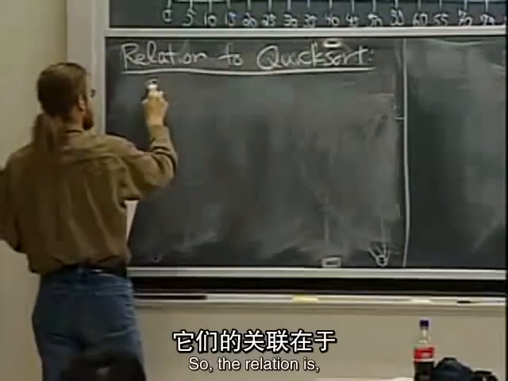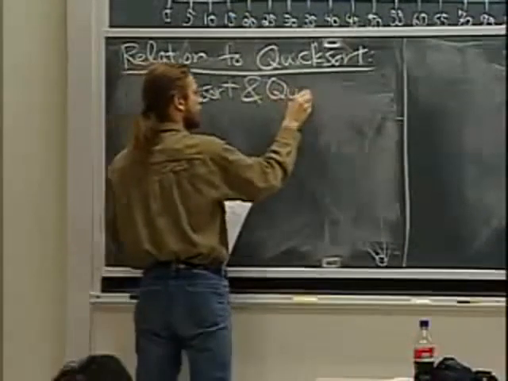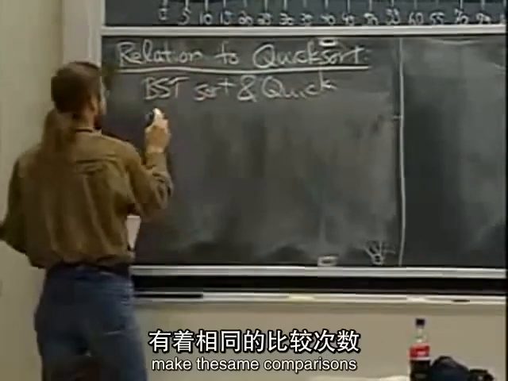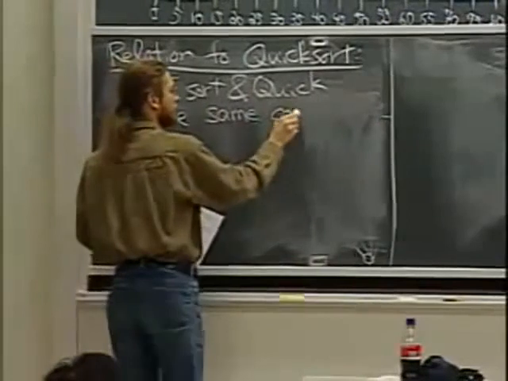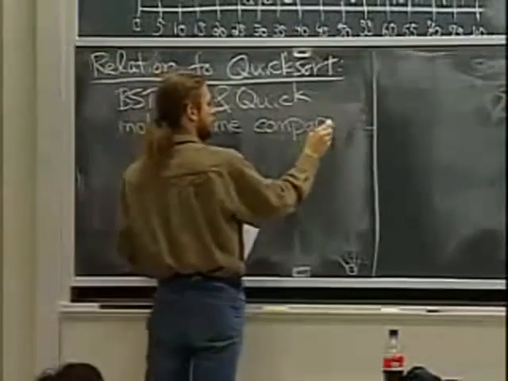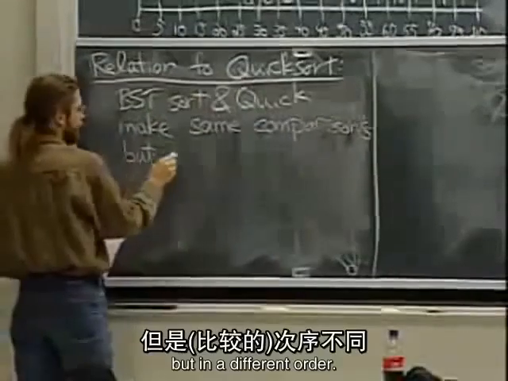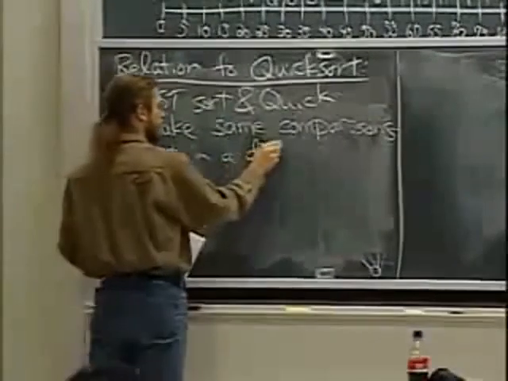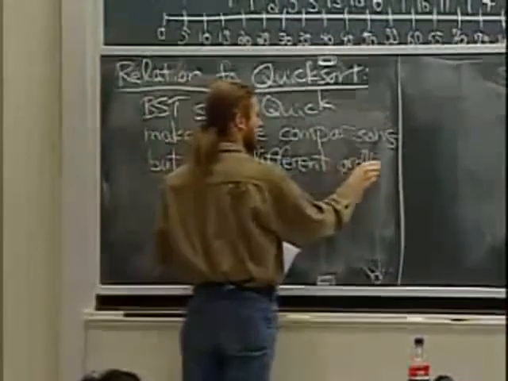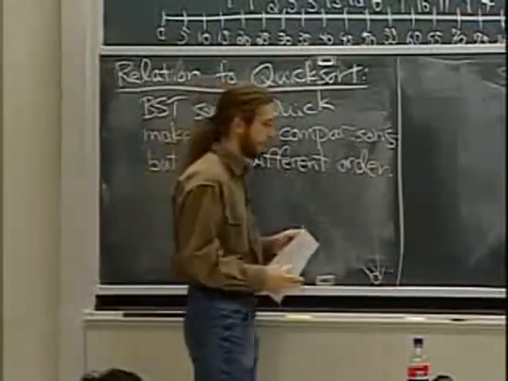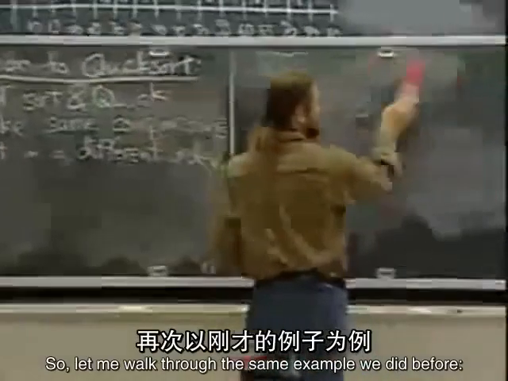So the relation is that BST sort and quicksort make the same comparisons, but in a different order. Let me walk through the same example we did before.